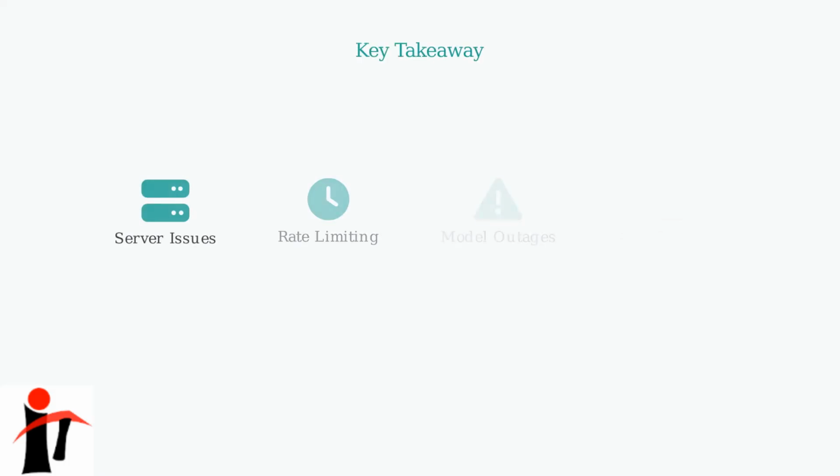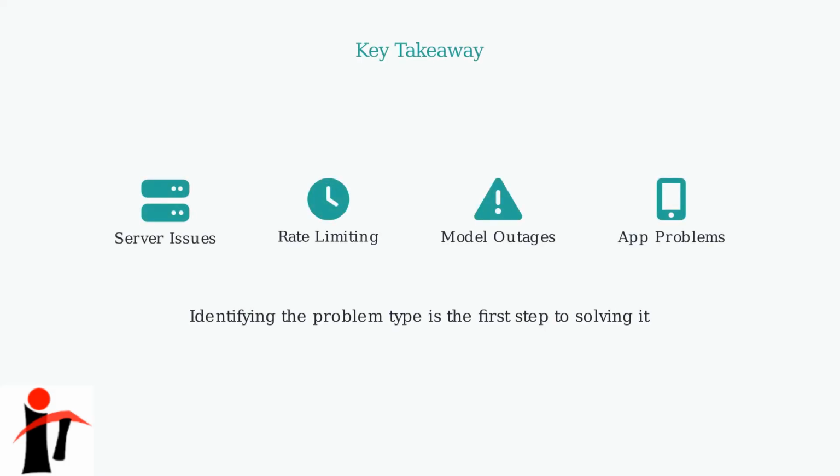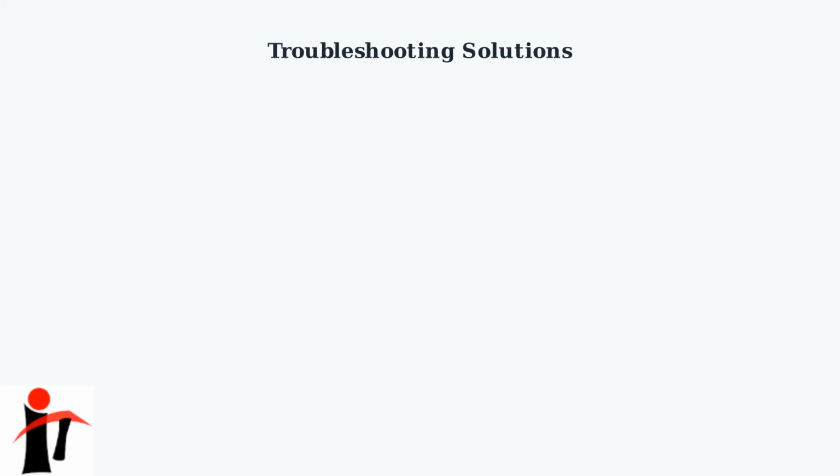Understanding these common issues is the crucial first step in troubleshooting Poe AI problems. By identifying whether you're dealing with server overload, rate limiting, model outages, or app-specific issues, you can better determine the appropriate solution. When Poe AI isn't working properly, there are systematic troubleshooting steps you can follow. We'll cover quick fixes, app solutions, server issues, and network problems.